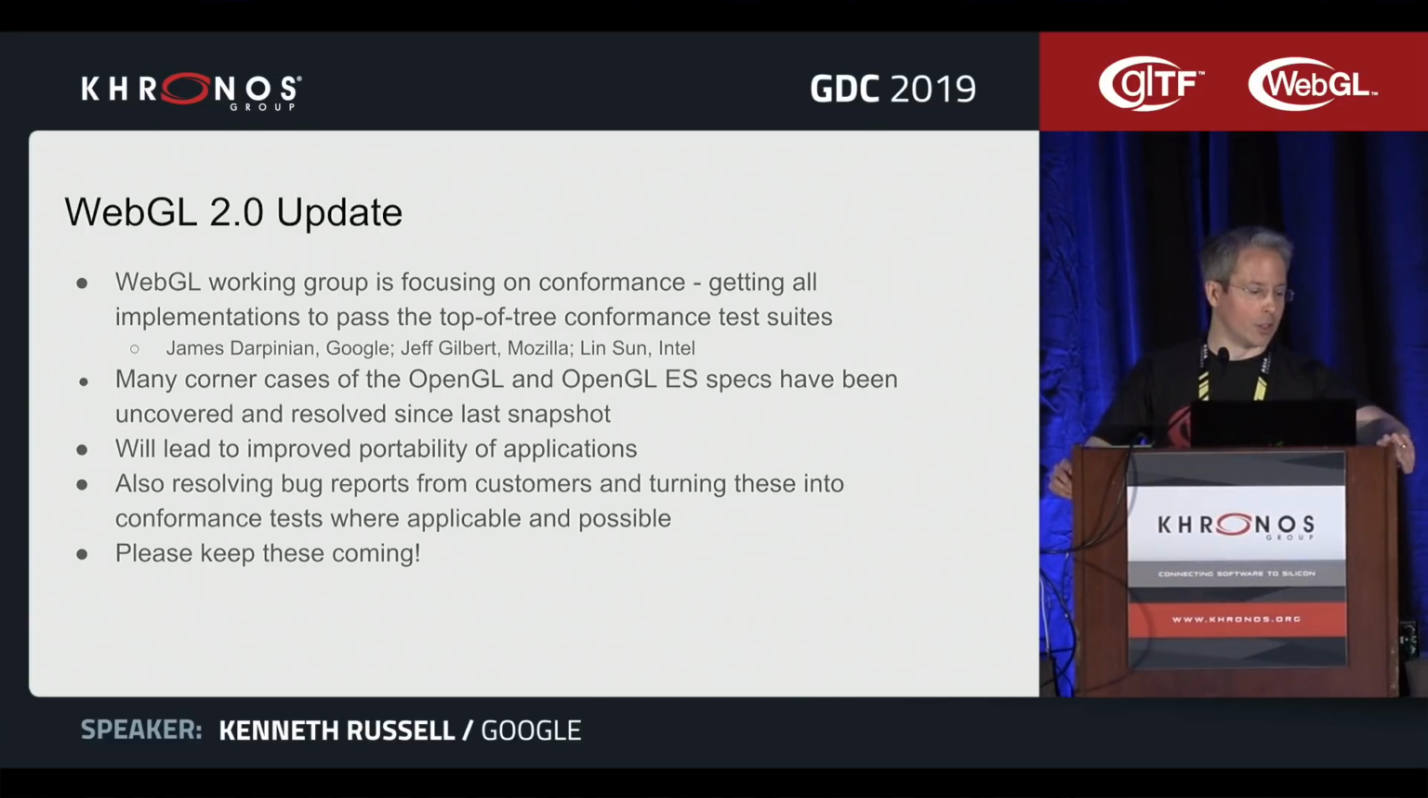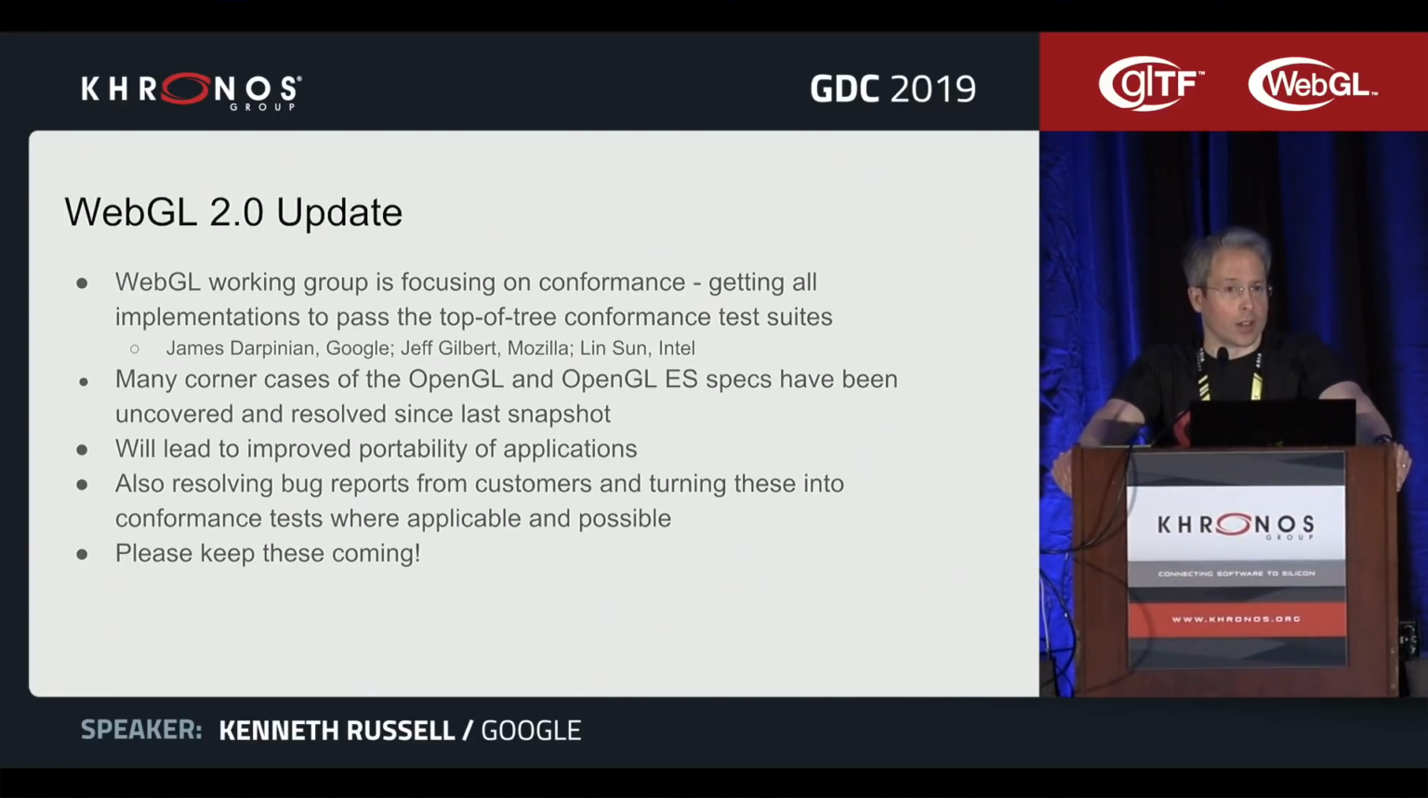So by way of updates, what is the WebGL working group doing? We're focusing on conformance again, refocusing on it, if you will. We're trying to get all browsers to pass the top-of-tree conformance suite, and it's been maybe 2 years since we took the last snapshot, and a ton of conformance and regression tests have gone in. This effort's been principally led by James Darpinian from Google, Jeff Gilbert from Mozilla, and Lin Sun from Intel. Many corner cases from the OpenGL and OpenGL ES specs have been uncovered and resolved since the last spec snapshot. And this is going to lead to improved portability of applications, because not only are we finding these issues, we're fixing them, we're unifying the behavior.